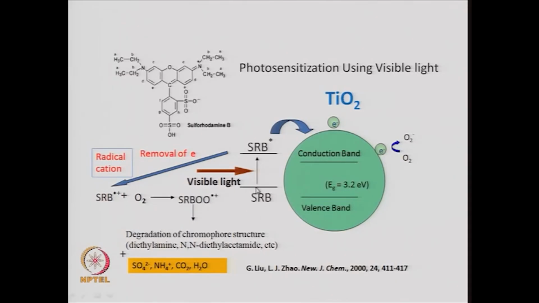So, a very important thing is that this energy gap should be such that this molecule can be excited with visible radiation, and then only you can get this SRB star, which means the excited sulforhodamine B. This is the ground state of sulforhodamine B, this is the excited state, and from the excited state the electron is transferred to the conduction band of TiO2, and then it becomes a radical cation and further undergoes degradation in the presence of oxygen, and this electron can be used for reduction of some other species. So, this was another case.